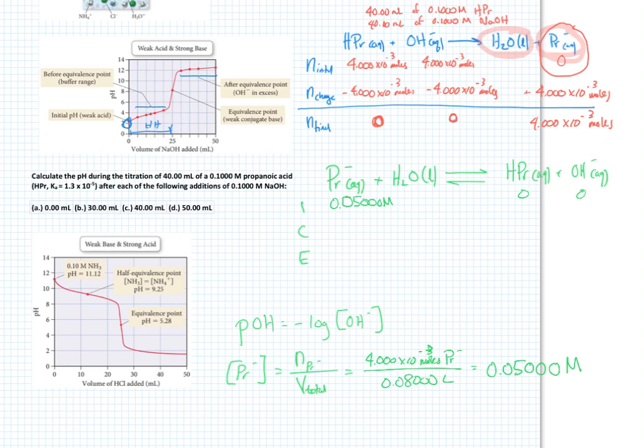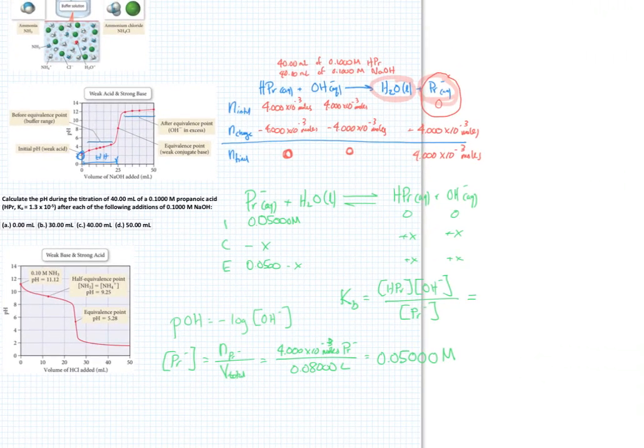And I have 0 of this, 0 of this. This is going to go down by x. This is going to go up by x. And now we're going to have 0.0500 minus x, plus x, plus x. And we are going to get a KB expression now. Got to be a little bit careful. This is the base that we're talking about now. So that's going to equal the concentration of HPR times the concentration of OH minus divided by the original concentration of the propionate ion. And that whole thing is going to be equal to x squared over 0.0500 minus x. That's going to equal KB.